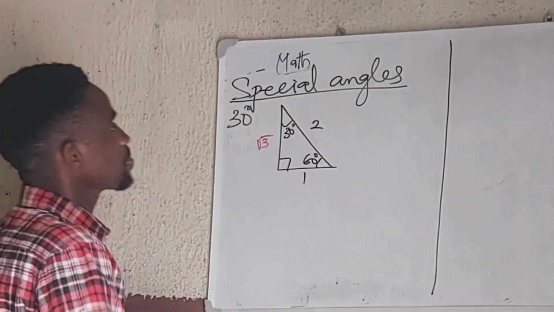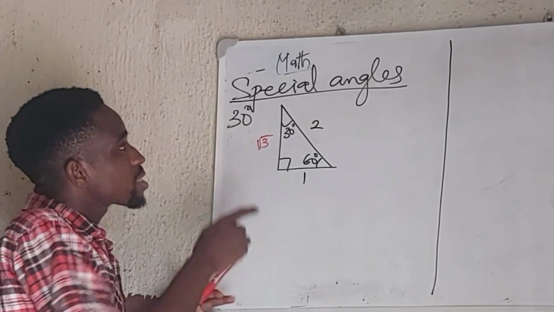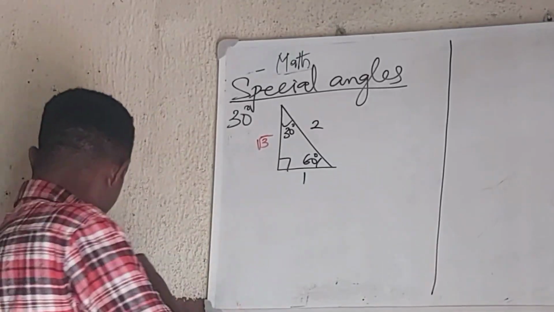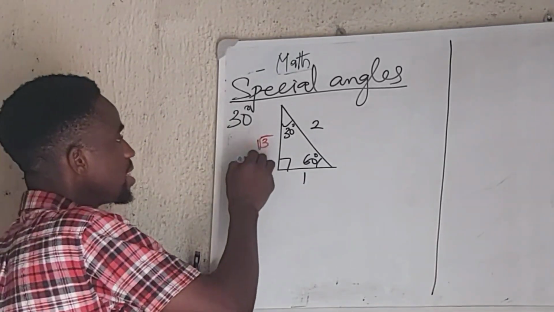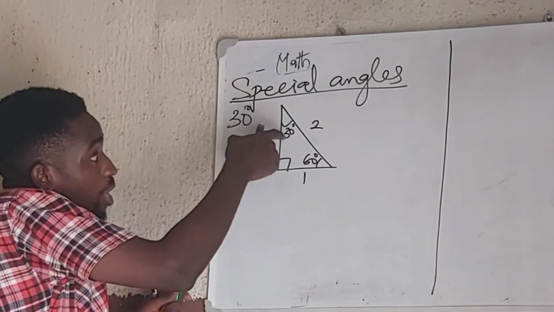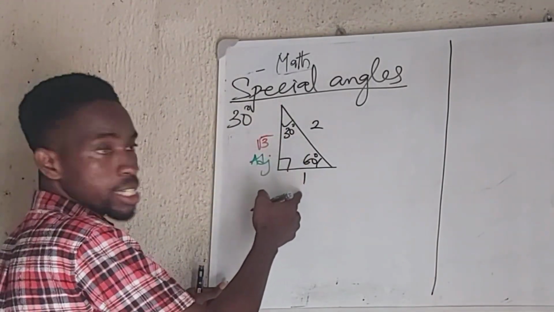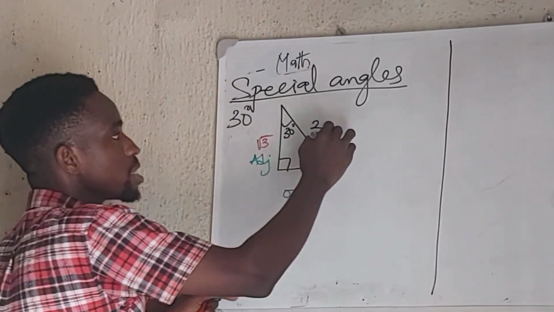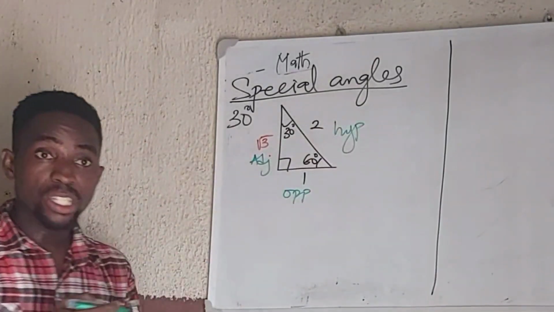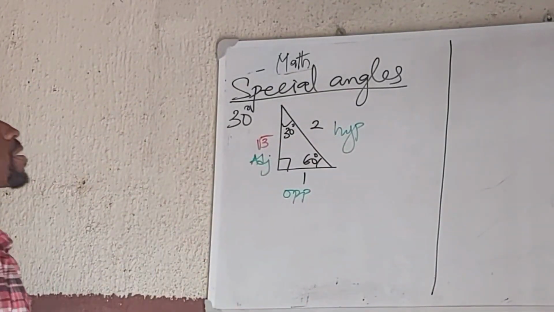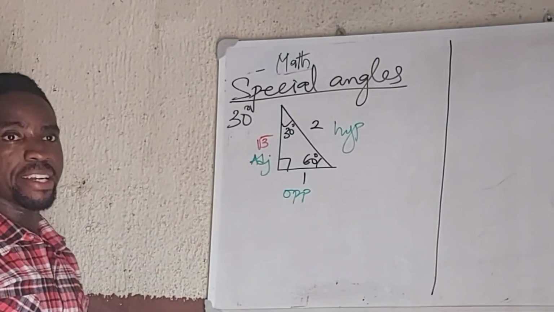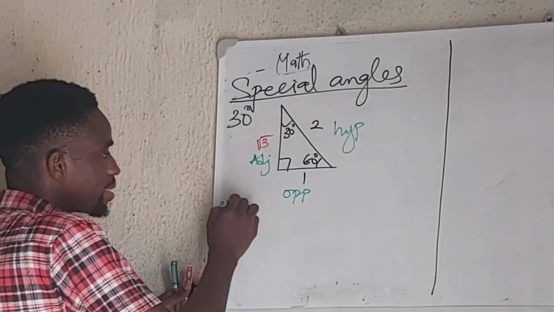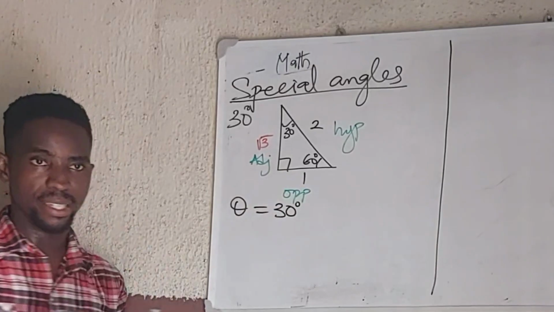So let's go ahead. If we are considering angle 30 degrees, this root 3 side is the adjacent. So let's put it down so that you will not mistake it. This side is adjacent for now. When we are considering that, this side that has the value of 1 is the opposite, and this side that has the value of 2 is the hypotenuse. So let's not misplace the sides. Now let's find the value of our angle 30 degrees. So remember, in this case, our theta is equal to 30 degrees, right?